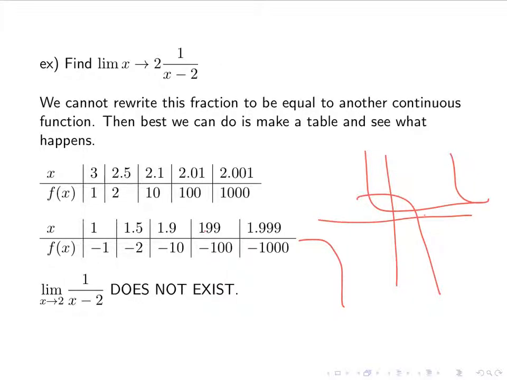So at one point, you're getting numbers that are really negative. Another point, you're getting numbers that are really positive. So there is no limit. It doesn't go to a particular number.